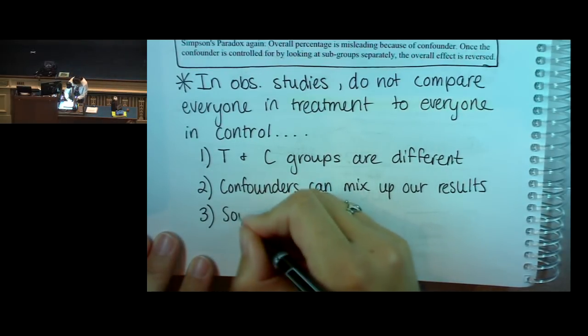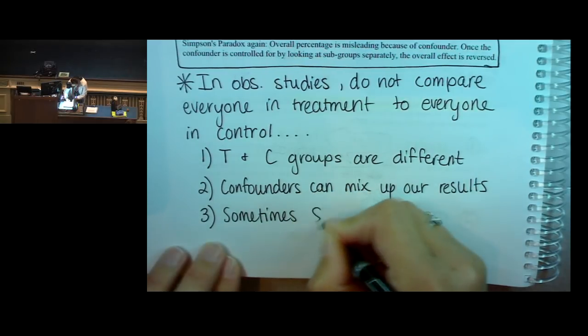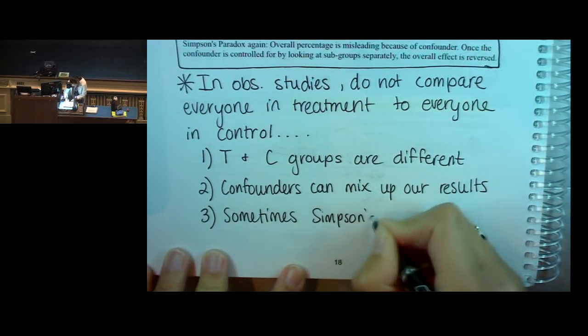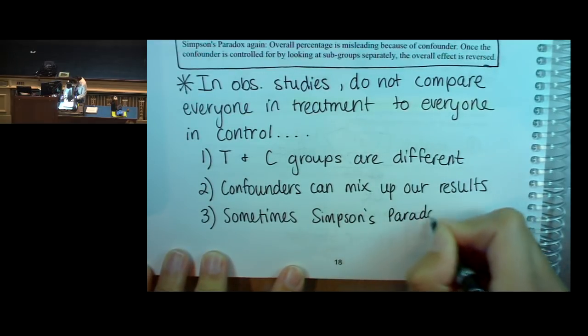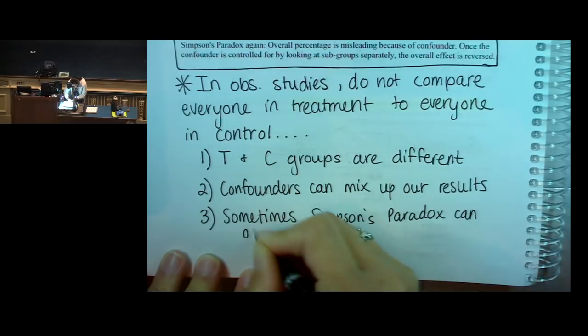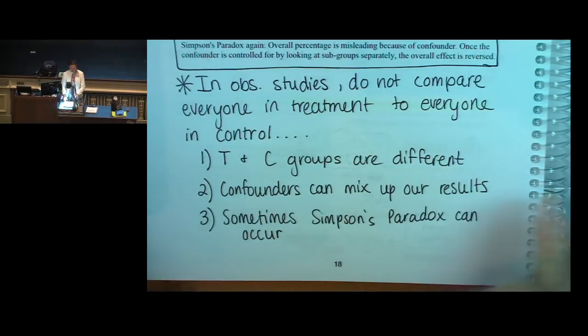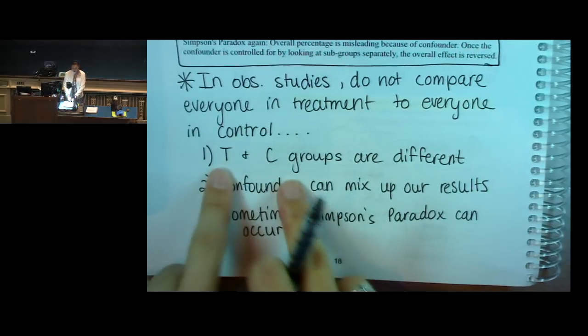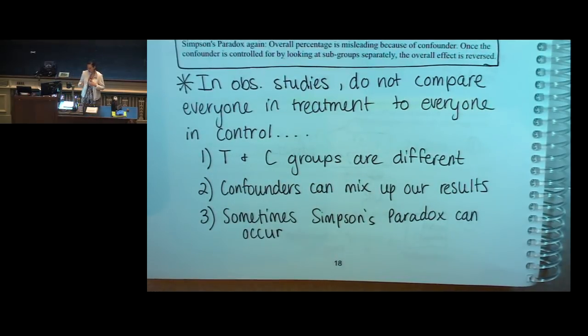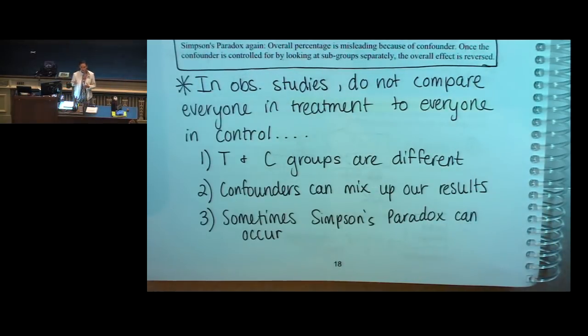I'm going to say sometimes Simpson's paradox can occur. So this, again, sums up that observational studies have problems. Randomized controlled experiments don't have any of these problems because the treatment and control groups are as alike as possible. So at the end of a randomized controlled experiment, we can make a conclusion and say either a treatment causes the response or it doesn't. Whereas with observational studies, we need to adjust for confounders before doing anything like that.